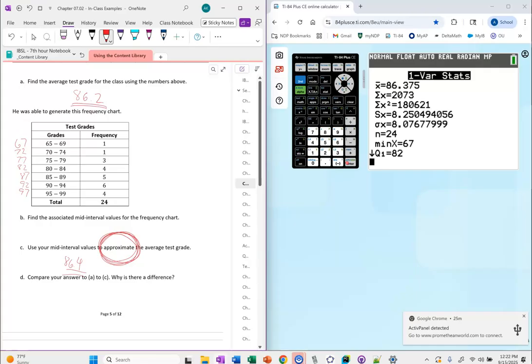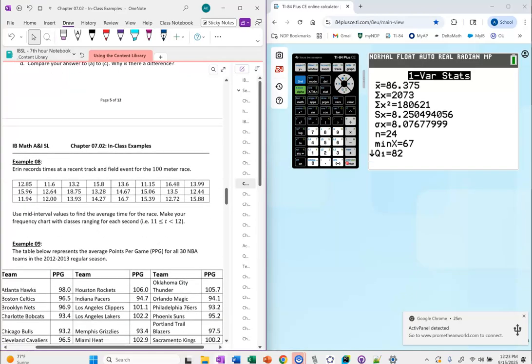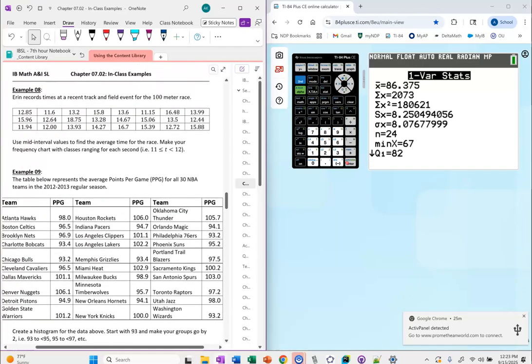Is everybody okay with the calculator piece? Are we going to be able to do a mid-interval value approximation for a mean correctly on the quiz or test? Because I promise you that's coming again. Okay. Don't let me down. Same problem. We're skipping that.